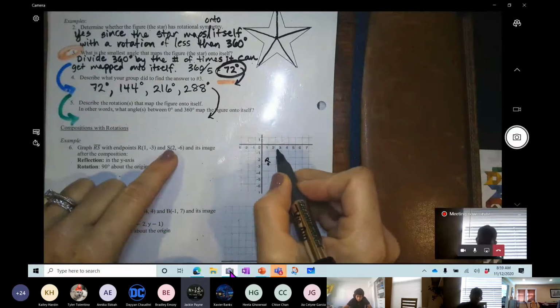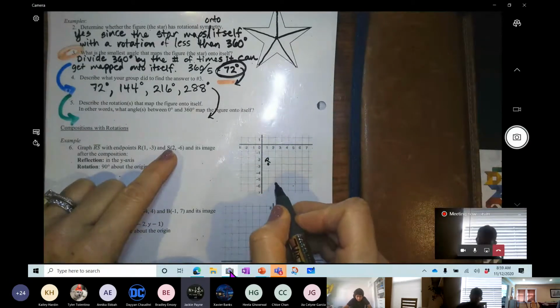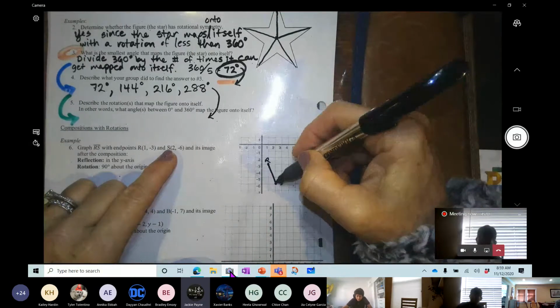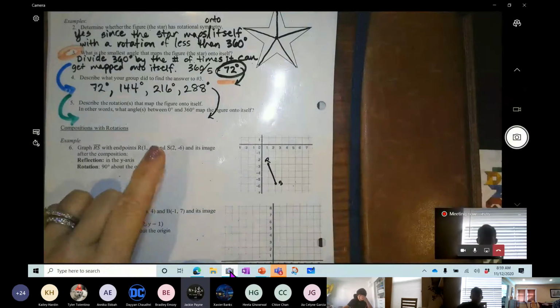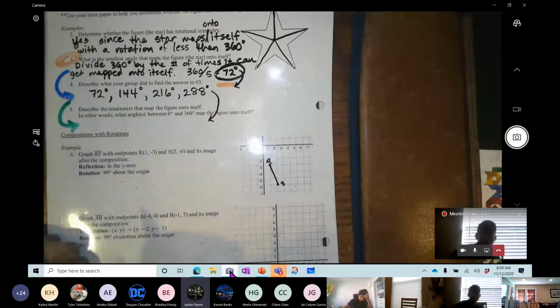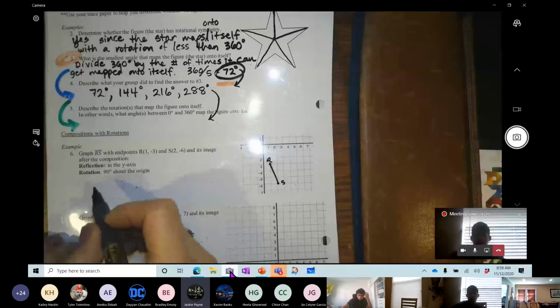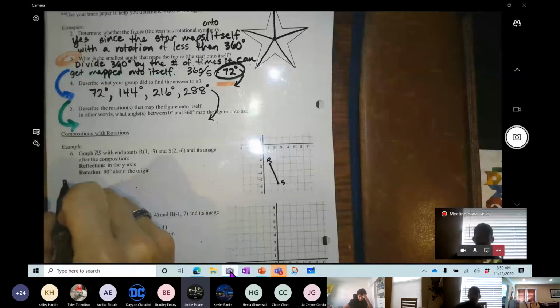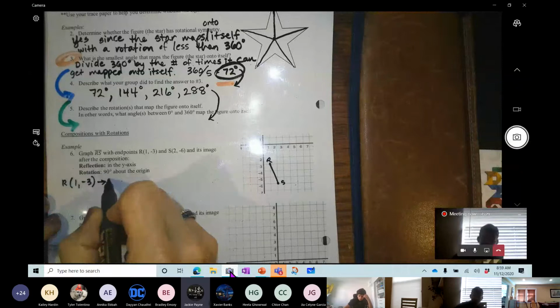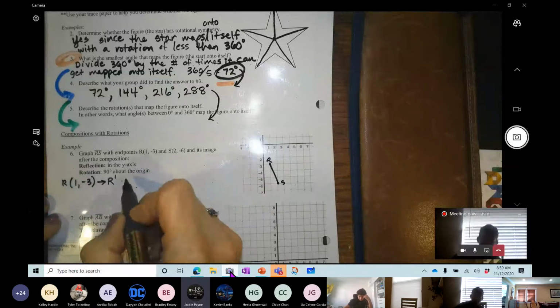And S is 2, -6. So there we go. What we're going to do next is reflect it in the y-axis. So the reflection in the y-axis, we're going to start with 1, -3. We'll do R prime.